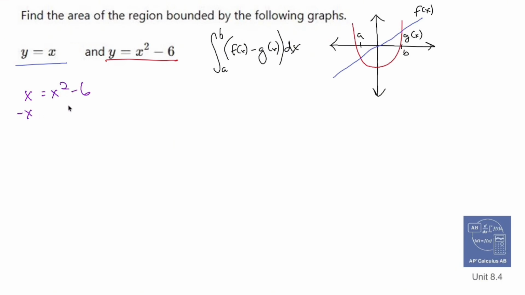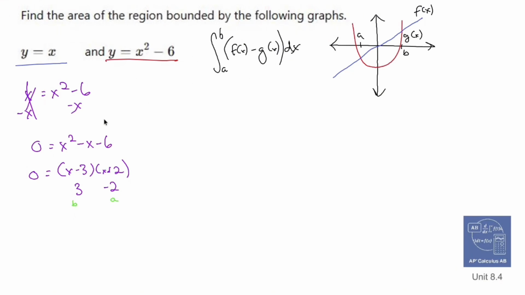Let's subtract x from both sides. 0 equals x squared minus x minus 6. Factor that out: x minus 3, x plus 2, and my zeros are going to be at positive 3 and negative 2. So those are going to be my limits of integration. I'll make the smaller one a, the larger one b, like so.